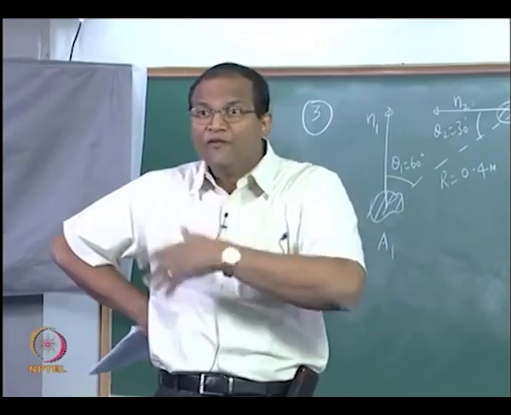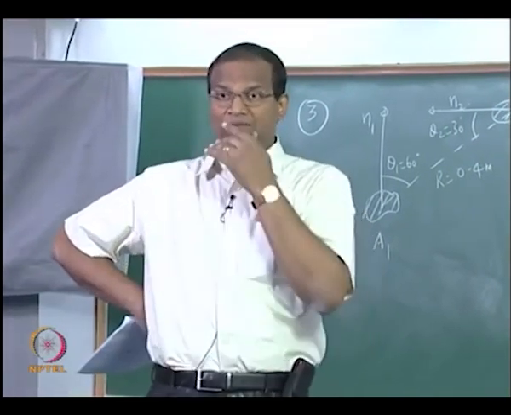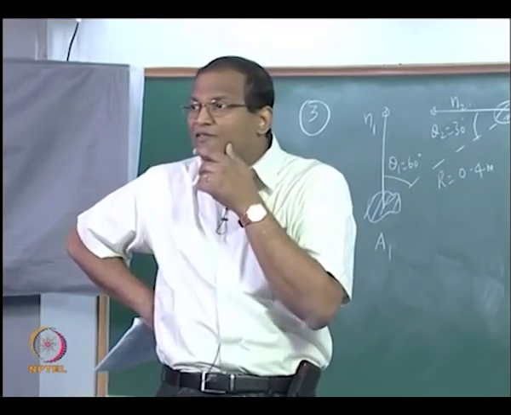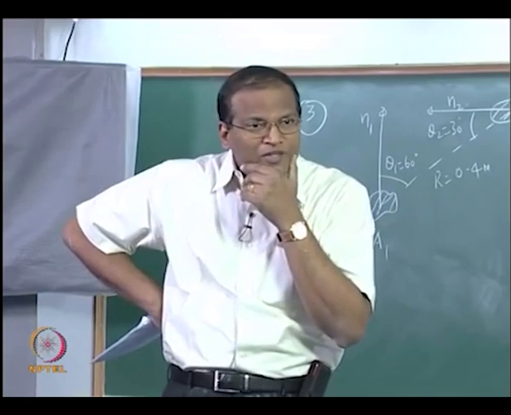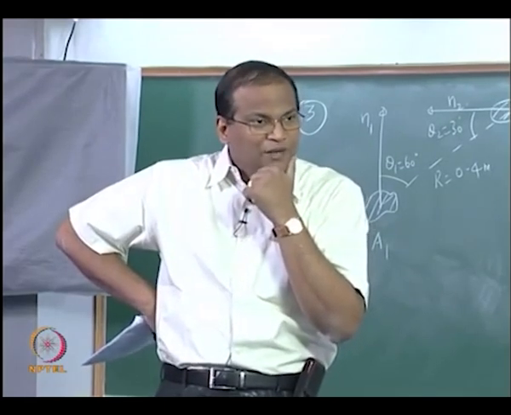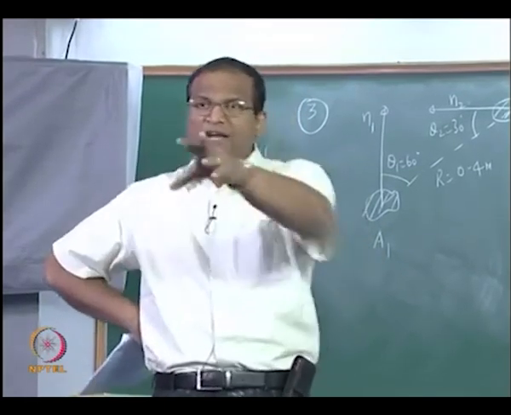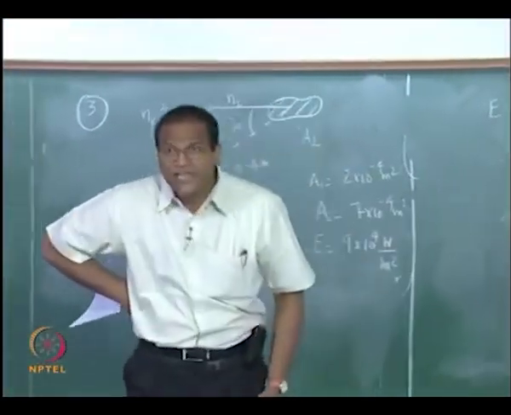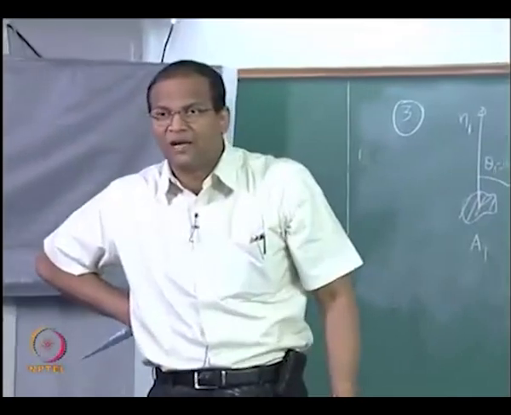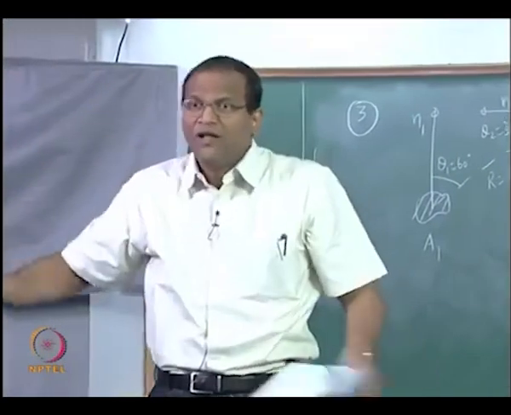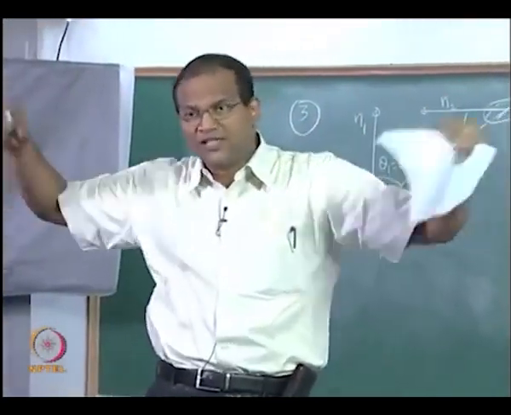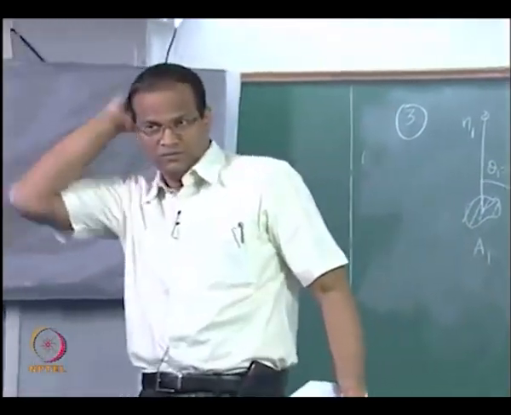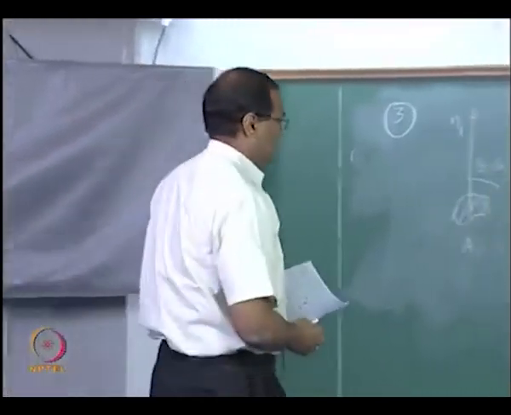Okay. If it were to be intercepted, watch carefully, by a hemispherical basket which replaces A2, then that 9 into 10 to the power of 4 watts per meter square will be the final value. But unfortunately this A2 is only a part of that hemispherical basket. Whatever is part of the basket outside A2 is also equally entitled to receive this radiation. Now it is clear? Fine.